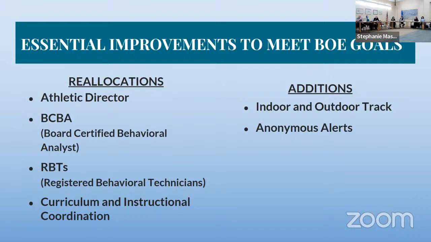So you heard about adding the indoor and outdoor track, which is relatively minor. We did have a really nice donation of $3,000 last year to get the anonymous alert system going, but now we've got to maintain that, and that's $2,500 a year. All right, so that's part of the budget that's in there.